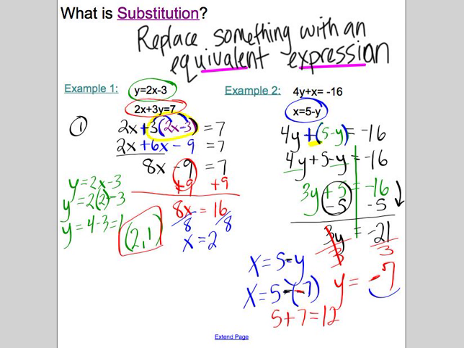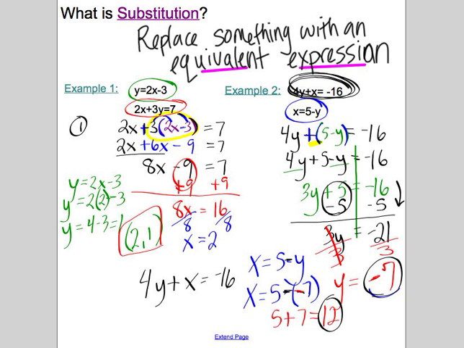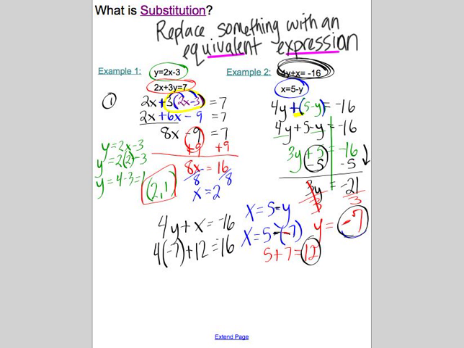And last but not least, I should know how to check my work. So I go back to the other equation that I haven't used, and I plug in for y and for x, and I make sure that I get negative 16. So I put 12 in for x and negative 7 in for y. 4 times negative 7 plus 12, does that equal negative 16? If I get negative 28 plus 12, equals negative 16. That looks like it's going to work.